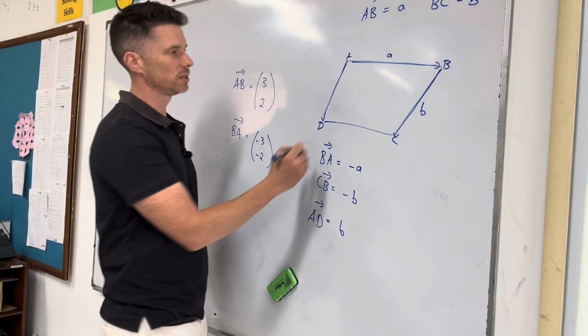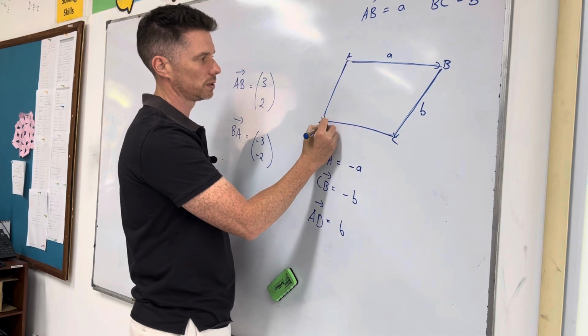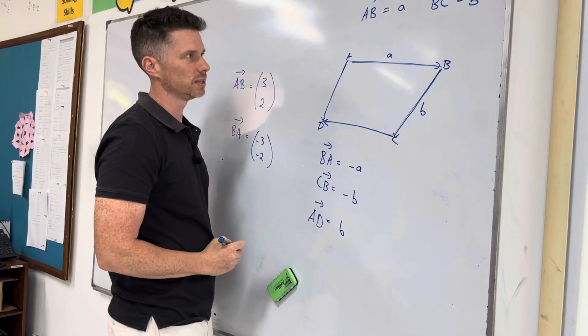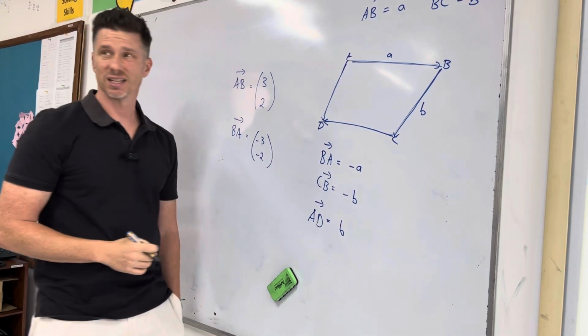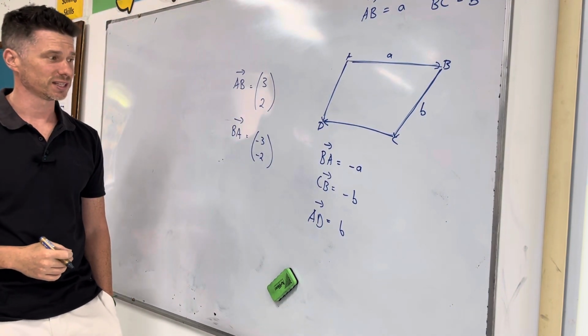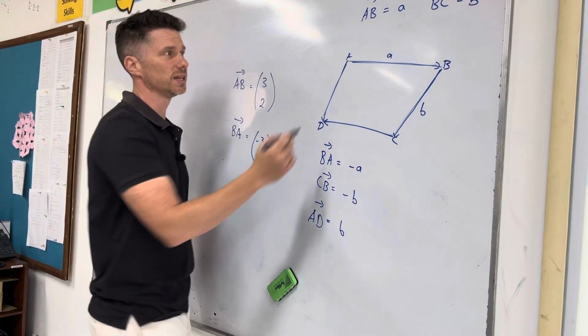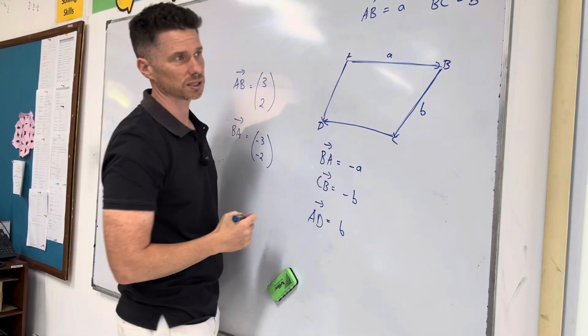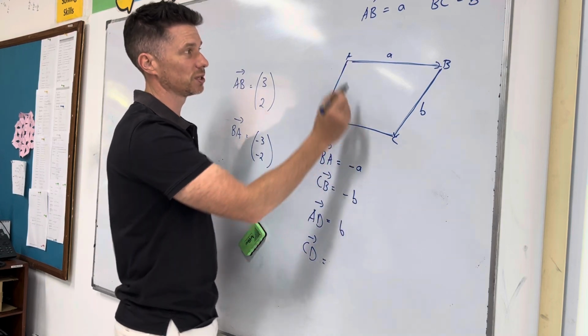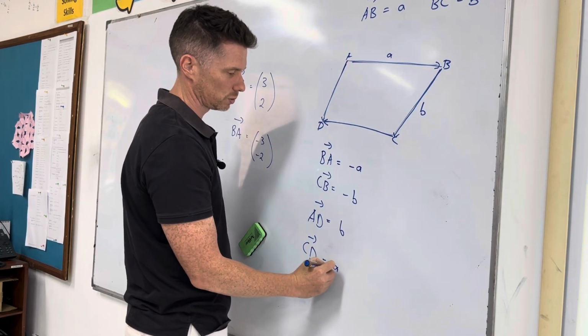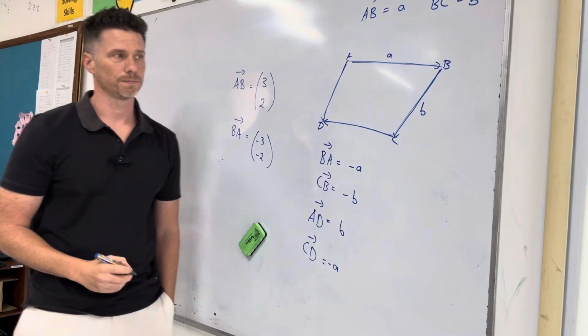C to D, that's this one. What's C to D? We have to compare it to a. Is it the same? It's similar. It's not exactly the same. It's negative a, isn't it? It's gone this way, isn't it? C to D is the opposite direction from A to B. So it's actually a negative a.